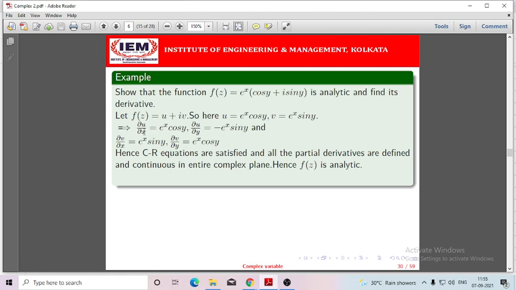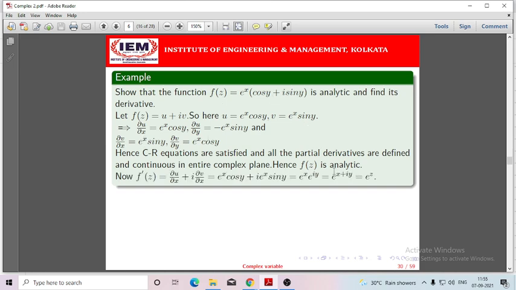Now here, what are the four partial derivatives? This is one partial derivative, this is one, this is one, and this is another. So here you can see that all the partial derivatives are defined for any arbitrary value of x and y. Since these four partial derivatives are defined for any arbitrary value of x and y, obviously they are continuous. That's why the four partial derivatives are continuous, as well as satisfying the Cauchy-Riemann equations. Hence, the function is analytic.